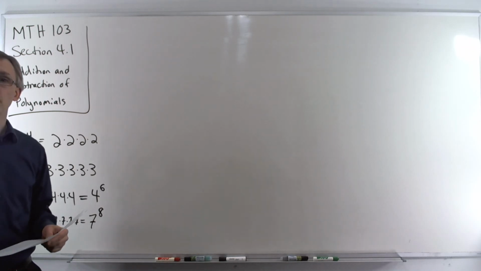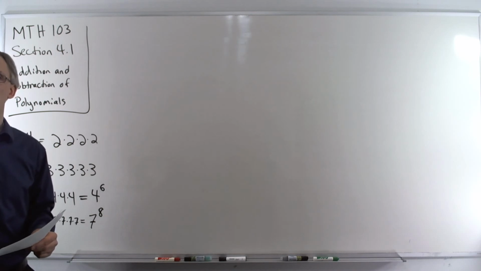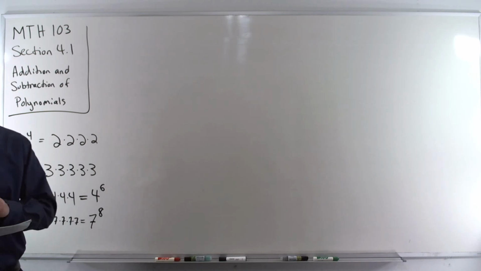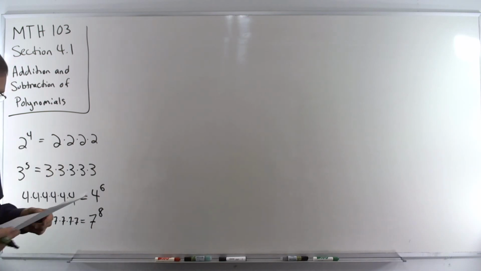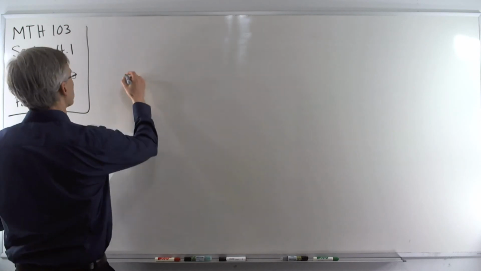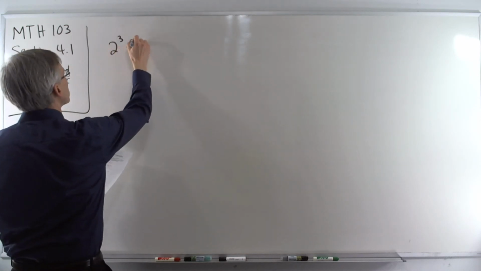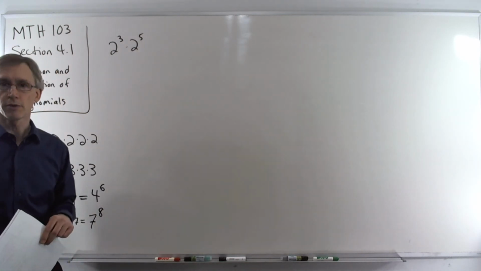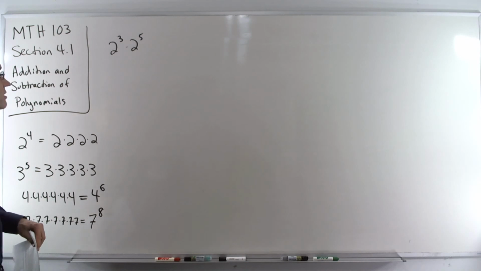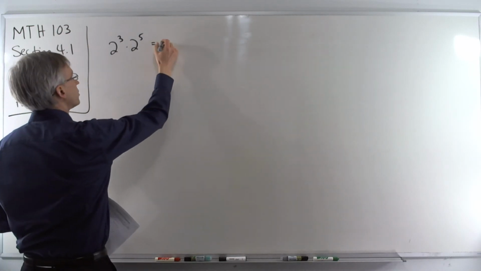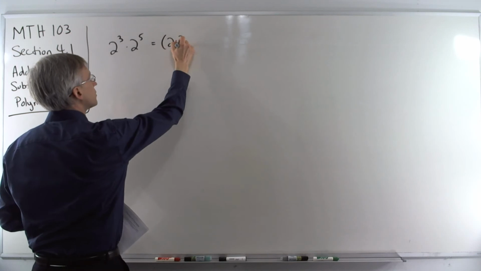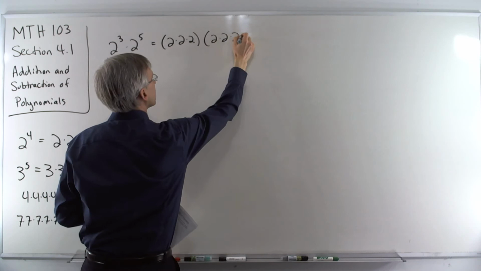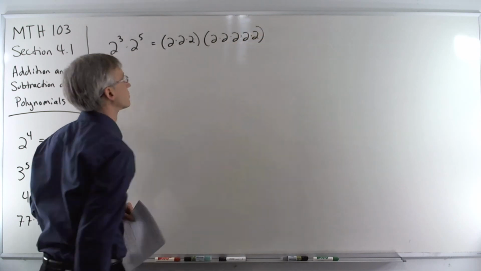Now we're going to see what happens when we multiply exponentials together. And notice that the exponentials we're multiplying all have the same base. These properties only work if we have the same base. 2 to the 3rd times 2 to the 5th. So first thing we're going to do is expand just like we did in the first exercises here. So 2 to the 3rd is 2 times 2 times 2. And 2 to the 5th, 5 2's multiplied.